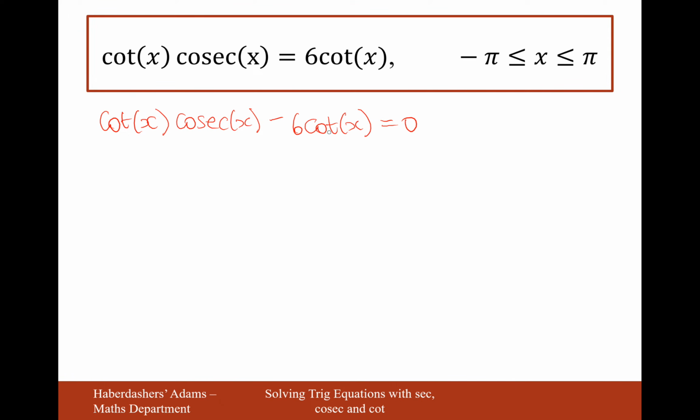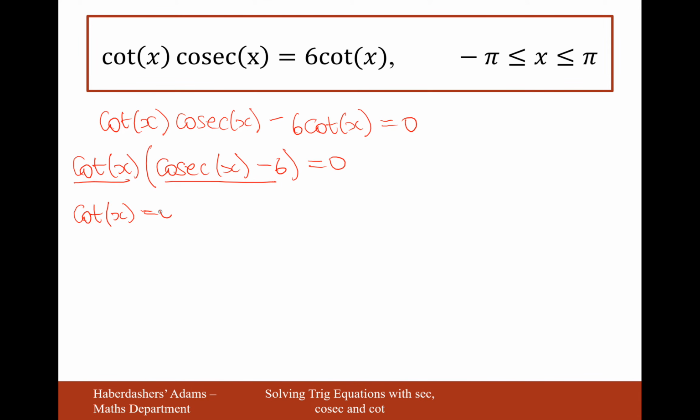And the next thing I'm going to do, instead of dividing by cot, I'm going to factorise cot. And if you divided by cot in this question, you got the answer wrong. You have missed some of your solutions. So cot x, and then it would be cosec x minus 6 equals 0. So we've got two equations for the price of one here. We've got two components that are multiplying together to make 0. So one of these components must equal 0. Either cot x equals 0 or cosec x equals 6 to make the bracket equal 0.